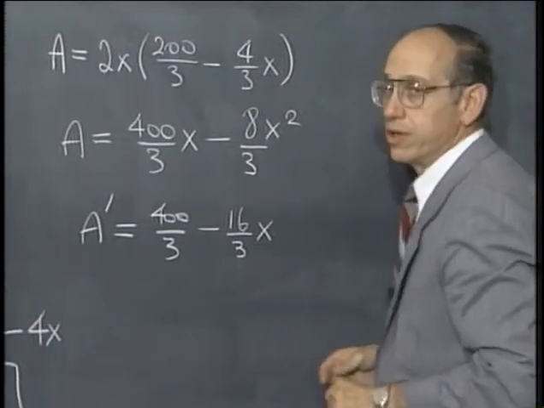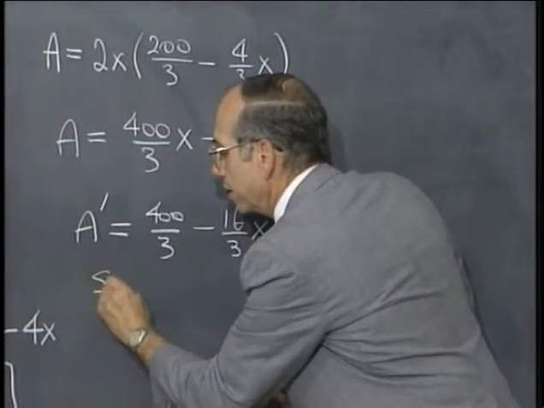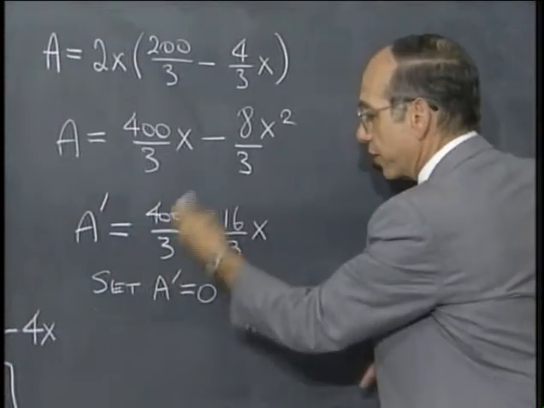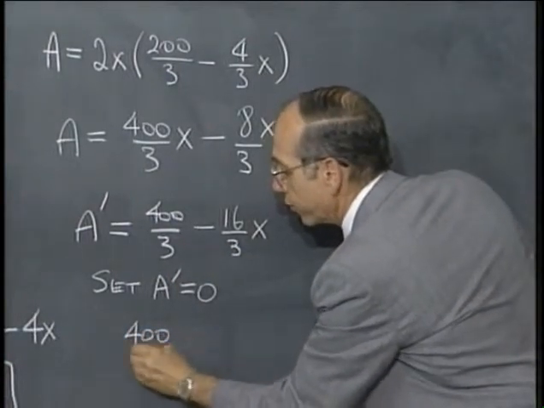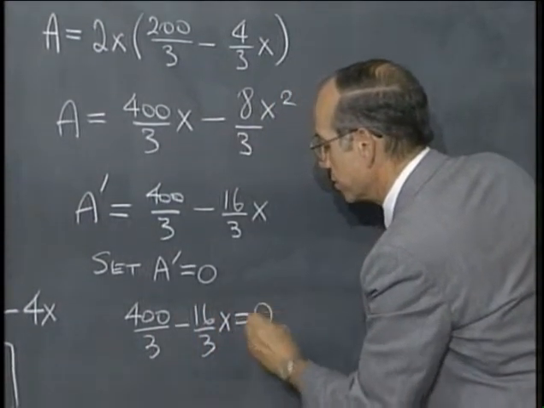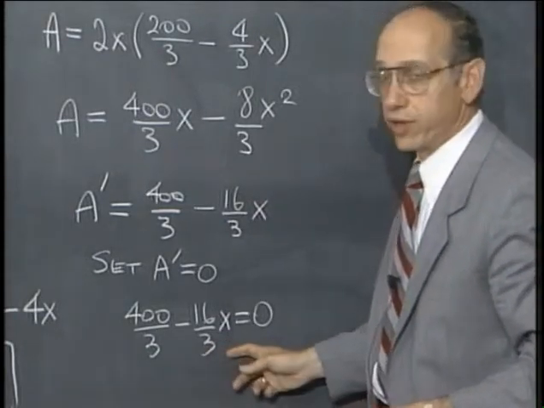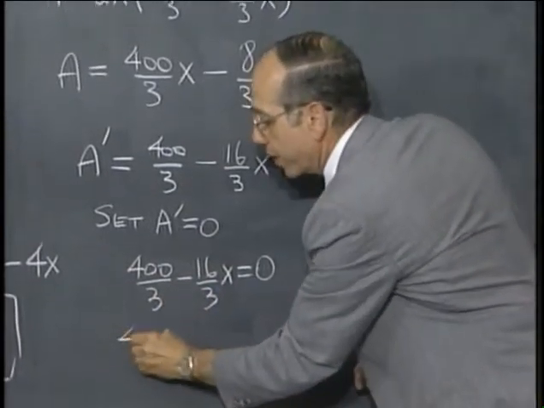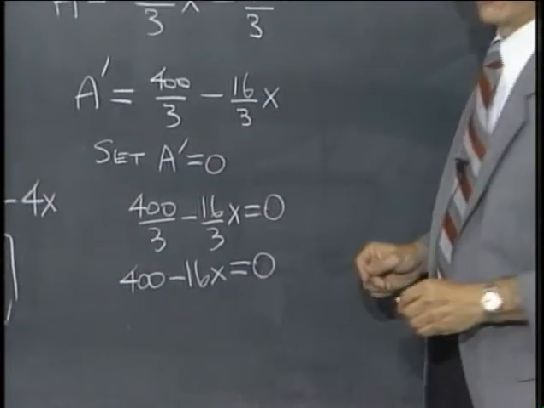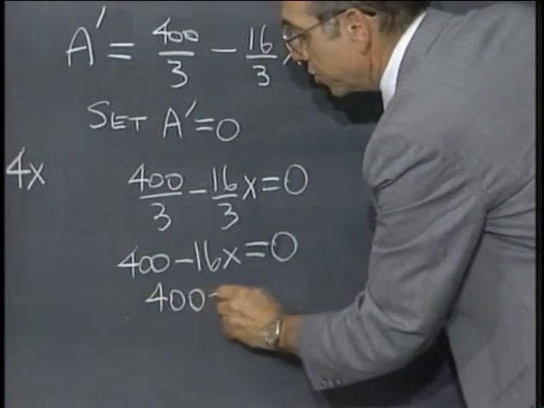Here's the derivative. The critical point is where the derivative is equal to 0. So we set A prime equal to 0. And this gives us, on the right-hand side, 400 over 3 minus 16 over 3 times x equals 0. We're going to solve this equation for x. First, multiply by 3 to get rid of the denominator, and we have 400 minus 16x equals 0. Bring the 16x over to the right-hand side, and we get 400 equals 16x.